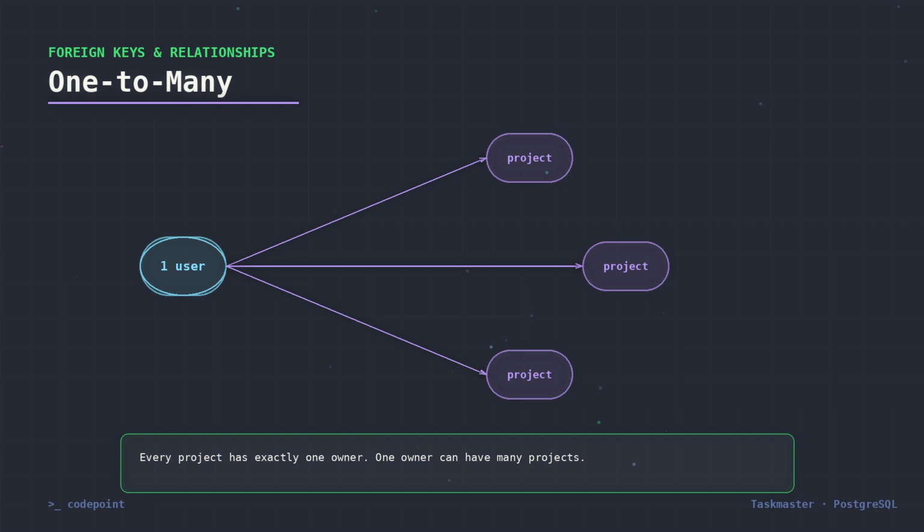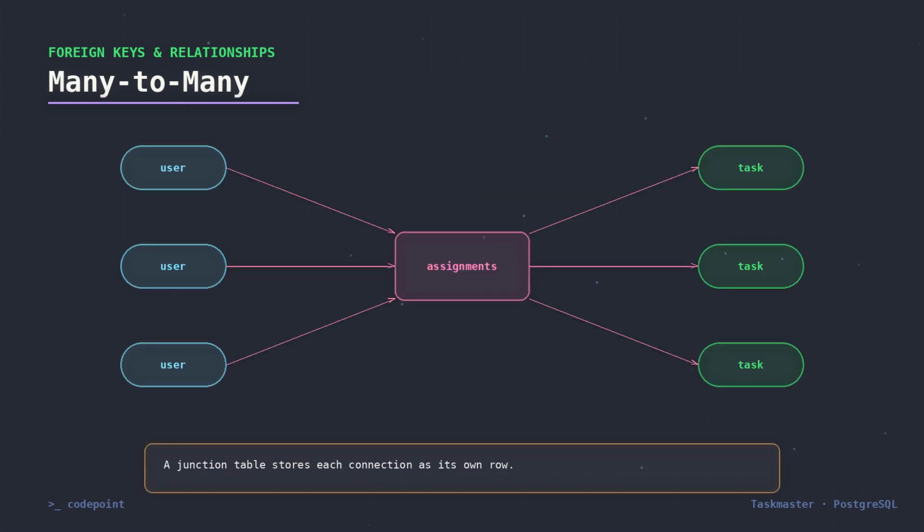One-to-many relationships. One user can create many projects, but each project belongs to exactly one user. That's a one-to-many relationship. In the database, we represent this with the owner ID foreign key in the projects table. It points back to the users table. Every project has an owner. Every owner can have multiple projects. Same with projects and tasks. One project contains many tasks.